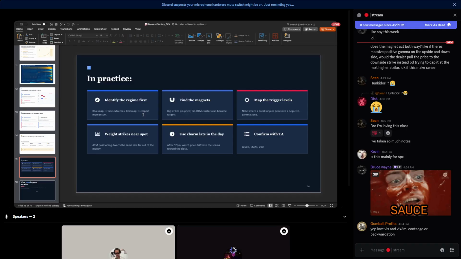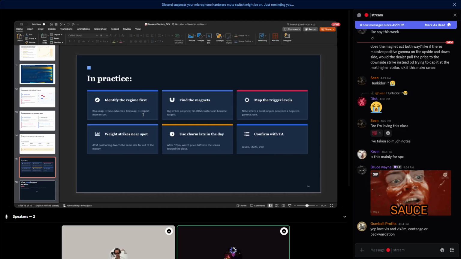Find the magnets on the GEX, find the biggest strikes. Look at this continuously throughout the day. Gamma shifts every single minute. Most tools update about every 10 minutes or so. But just because there's a giant thick 7400 on SPX at the beginning of the day doesn't mean that's going to be the same dealer hedging in 30 minutes. It changes throughout the day. Don't get caught in a trade that you thought was going to work and now it's not valid.